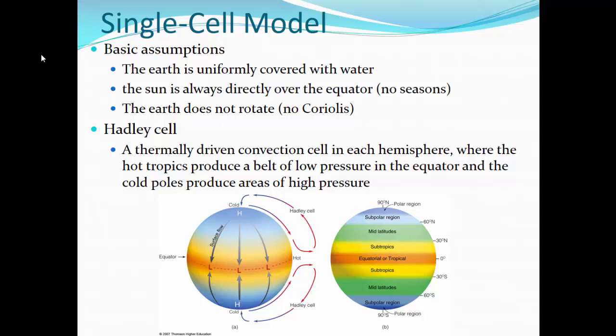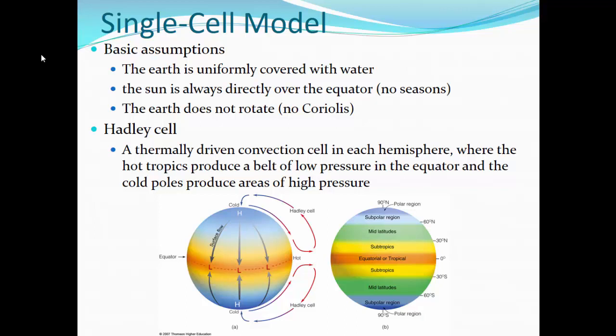Imagine an Earth that is straight up and down, no tilt in the axis, no angle of inclination, an Earth that is completely featureless, covered with a flat sea, no waves, and an Earth that is not spinning. There's no Coriolis because the Earth is not spinning. So uniformly covered with water, sun always directly over the equator, no seasons, and it does not rotate, so no Coriolis.